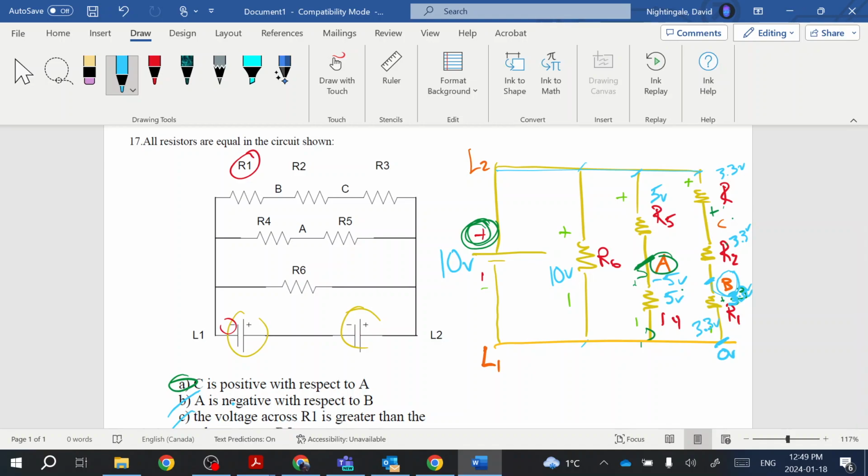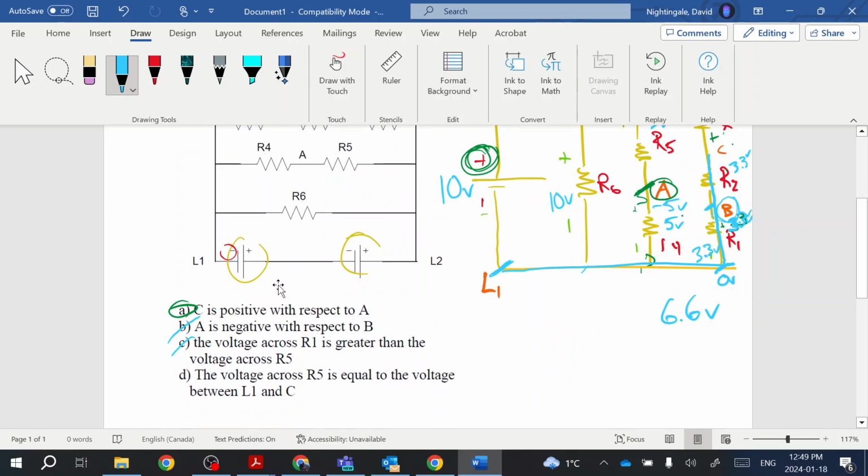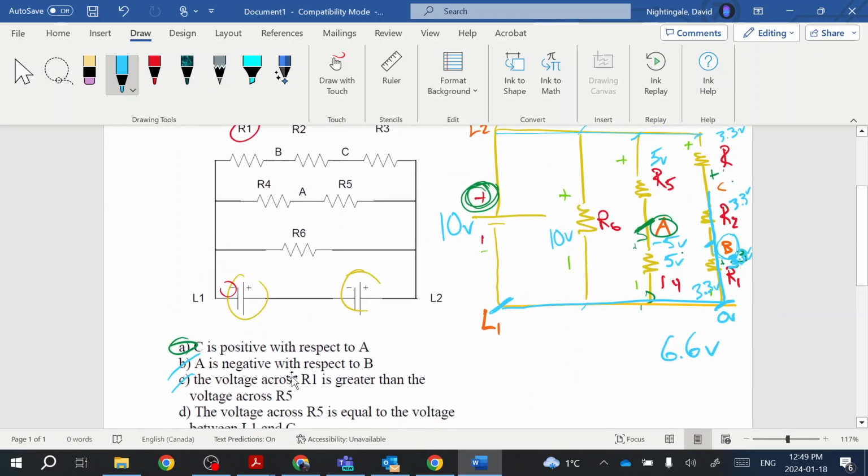And D: the voltage across R5 is equal to the voltage between L1 and C. Well, the voltage between L1 and C is 6.6. If we take this point here, starting at 0, we get up to 6.6 volts if we trace it all the way to C: 3.3 volt drop, 3.3 volt drop. So that's 6.6 volts we would measure. And R5 is 5 volts. So definitely not equal. So D would be incorrect as well. So our correct answer would be A in that case.